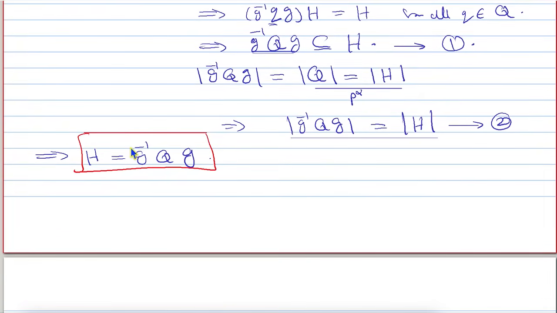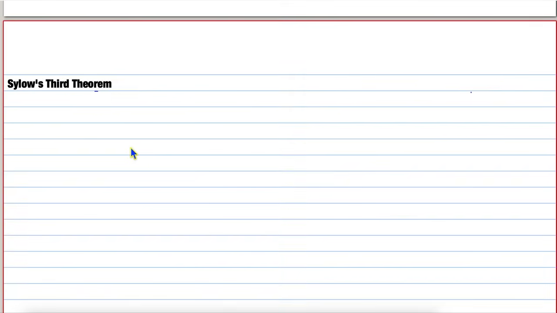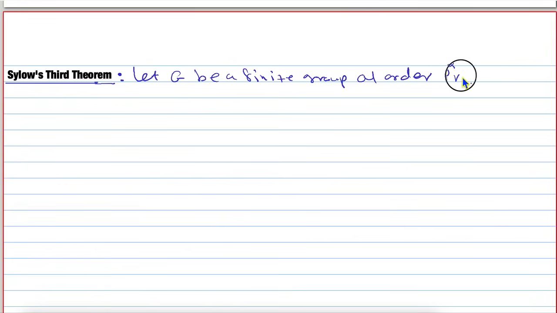Now we move to Sylow's third theorem, and this is also called the counting theorem. And we will see in a minute why it is named counting theorem. So the statement reads as follows: let G be a finite group of order p to power alpha times m, where as usual m is not divisible by p.